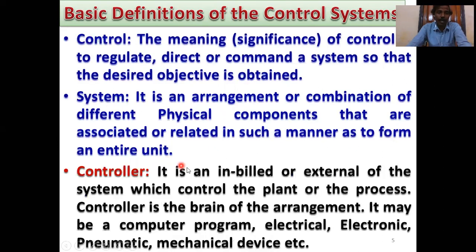This is a system. And what is controller? It is an inbuilt or external part of the system which controls the plant or process. Controller is the brain of the arrangement. It may be a computer program, or an electrical, electronic, pneumatic, mechanical device, etc. So this is the basic definition of control systems and controller.